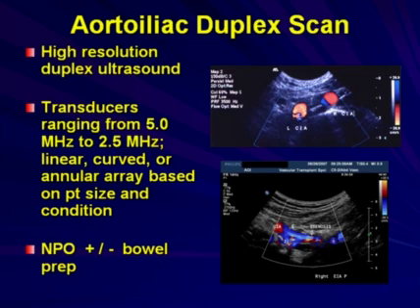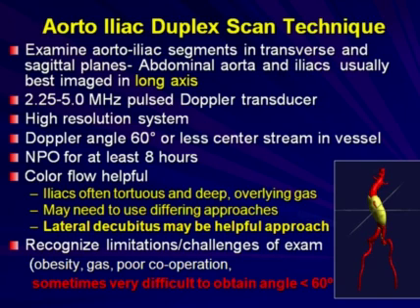What do you need? You need high-resolution duplex ultrasound. This is not a study that's probably best done with one of the smaller laptop-type systems because you need really strong, robust color and spectral Doppler deep in the abdomen. You're going to use lower frequency transducers and perhaps several of them, maybe a curved and a linear, and you may have to go to a phased array or an annular array based on the patient's body habitus. We usually keep these patients NPO, and don't normally do a bowel prep for them.